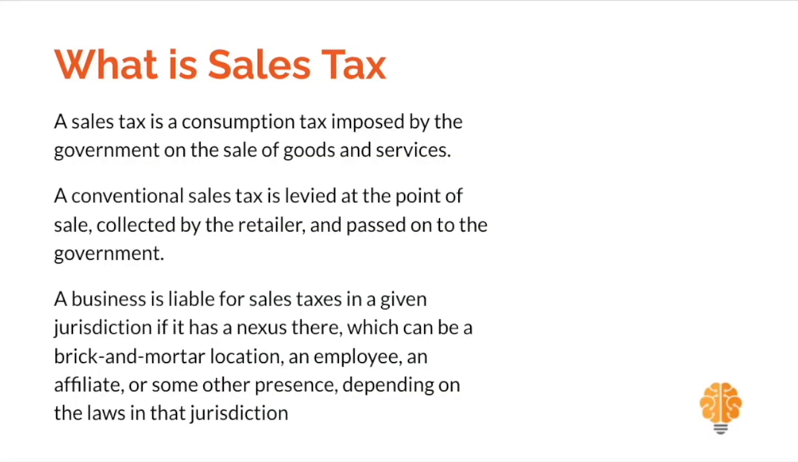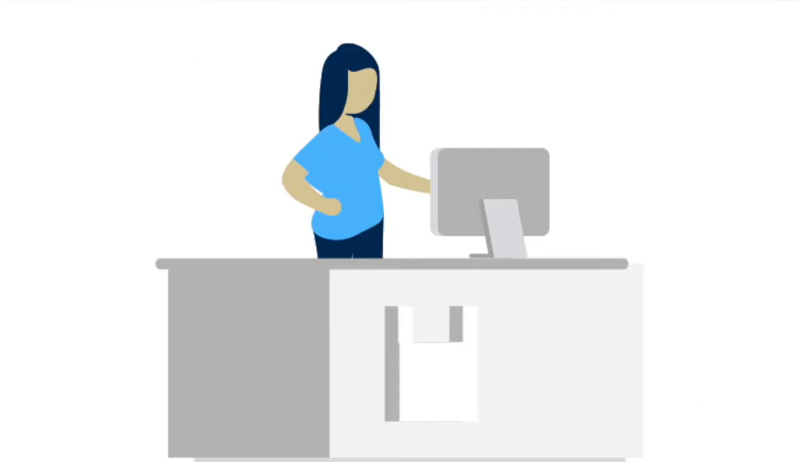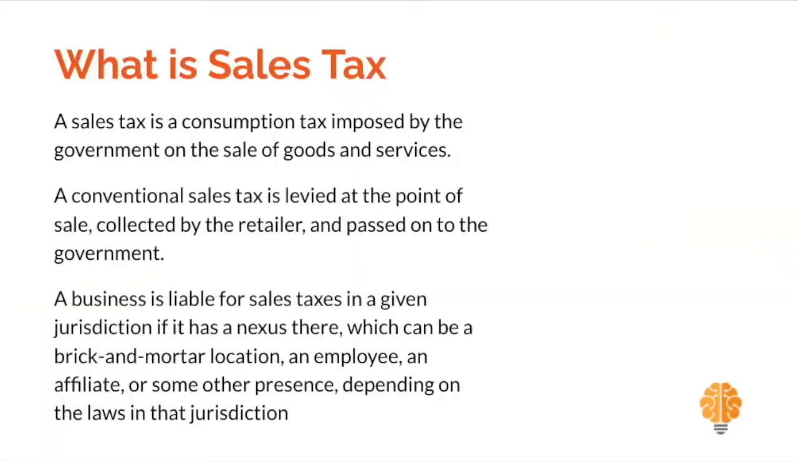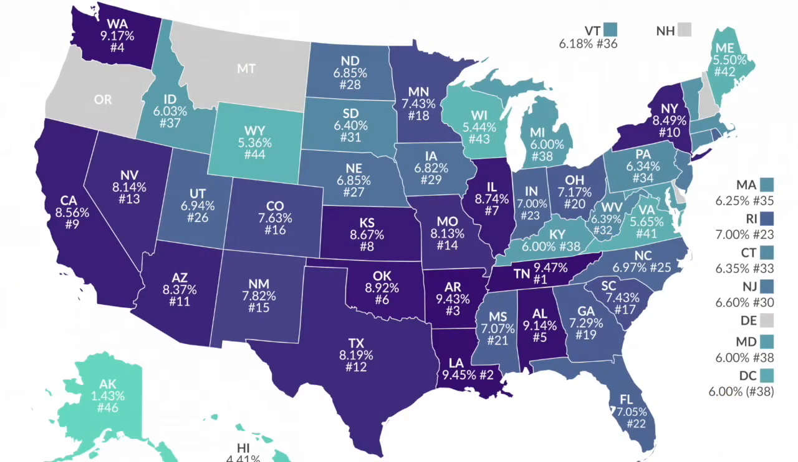What is sales tax? A sales tax is a consumption tax imposed by the government on the sale of goods and services. So if you think about going to the grocery store or the convenience store and you buy something worth $10, you go to the cash register and you pay $10.70. That 70 cents is because of a 7% sales tax from your state. Florida, for example, is 7%. Illinois, I believe, is 10%.